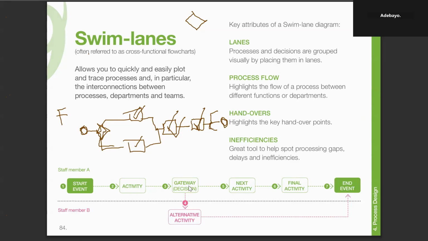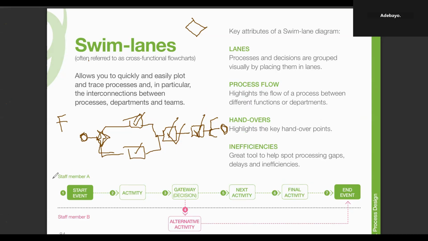So swim lanes are usually called cross-functional flow charts, in that you have different functions, or different members performing the work. So look at this diagram down here. You have staff member A, and we also have staff member B.